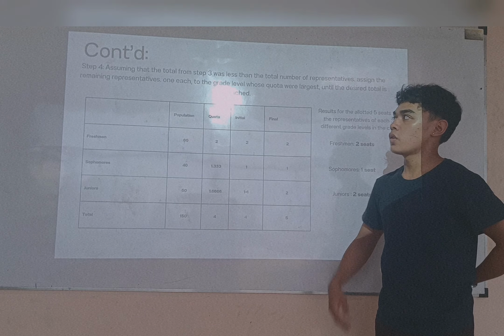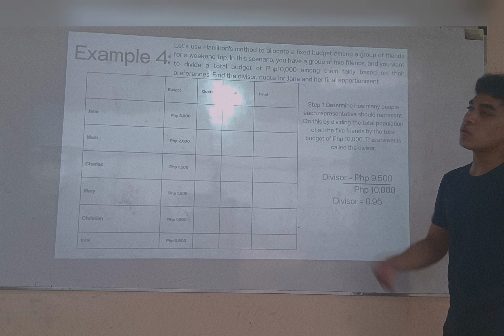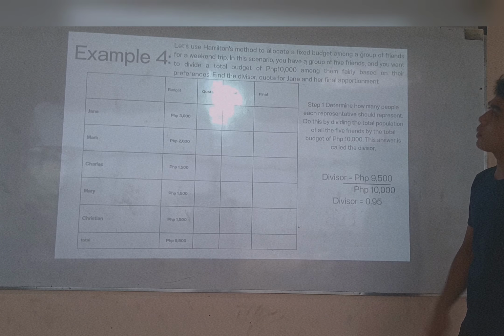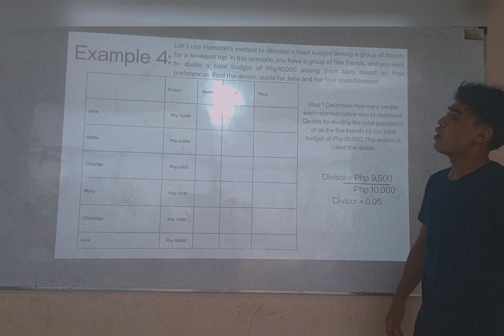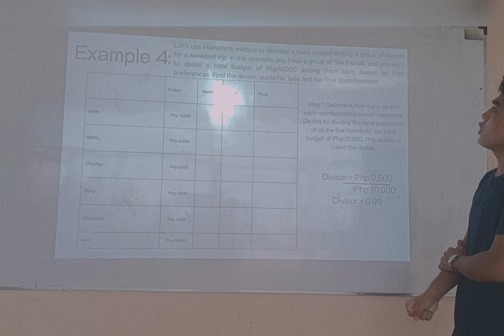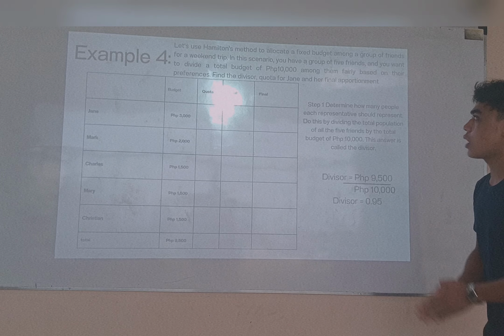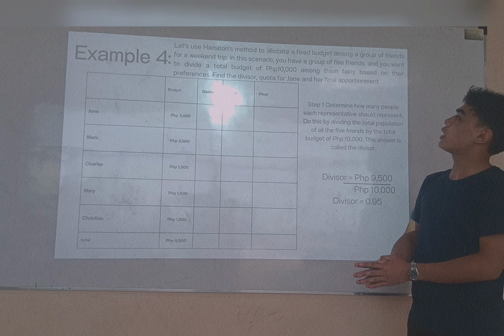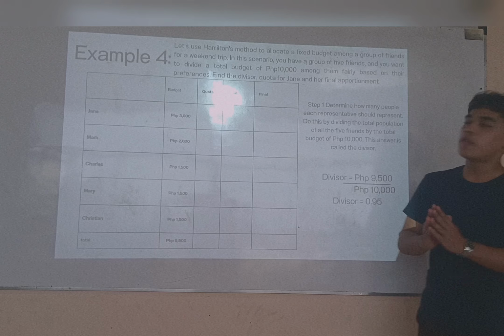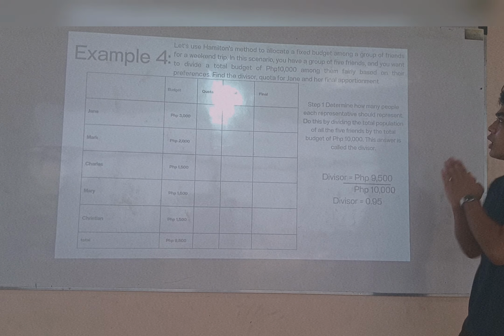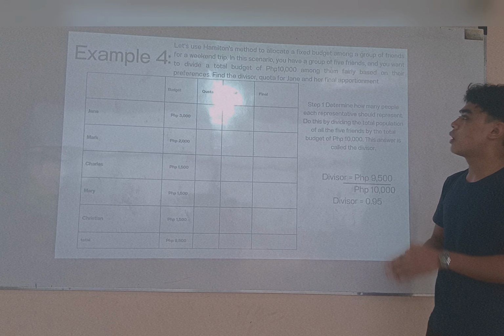in the pool. So in our next example, number 4, let's use Hamilton's method to allocate a fixed budget among a group of friends for a weekend trip. In this scenario, you have a group of 5 friends and you want to divide a total budget of 10,000 pesos among them fairly based on their preferences. Find the divisor quota for Jane and her final apportionment.